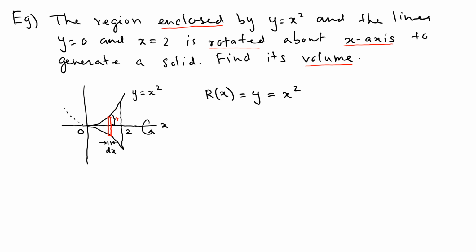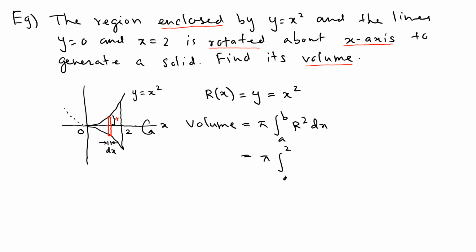So we can write the volume formula. The volume is pi, integral from a to b, radius squared dx. So let's plug in here. It is pi, integral from a to b, so it is 0 to 2 in this case.